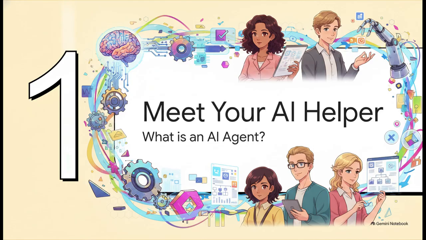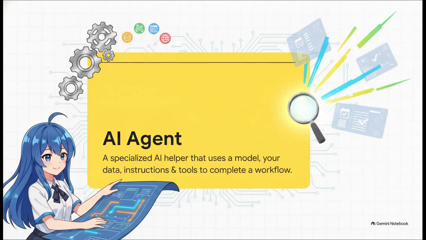What exactly is an AI agent? So, there's actually a really hard line between a standard AI chatbot and an AI agent. When you use a normal language model, it relies on its general training to answer your questions, right? But an AI agent is way more like a specialized digital worker. It uses a language model as its core brain, sure, but then combines that with your own specific private information, your exact instructions, and, this is the game changer, external tools to actually complete a workflow. It doesn't just talk to you, it acts for you.